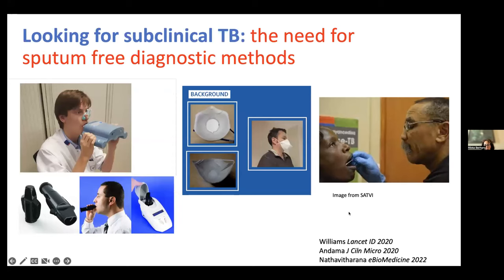These are some of the breath-based tests that have been developed. There are some that have already been developed for the commercial market, and then there are others that are more research-based tools. Some of them are like a breathalyzer that you breathe into. Others are mask-based, where you breathe into a mask for some amount of time, and then there's a filter in that mask that can undergo molecular and culture-based testing for TB. And then the picture on the right is somebody doing a tongue swab.